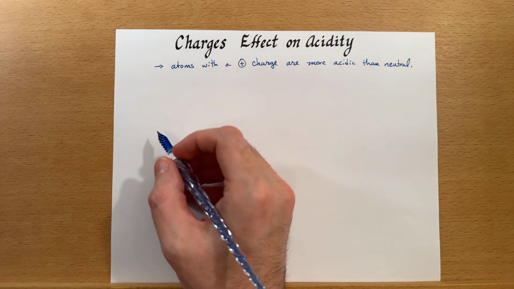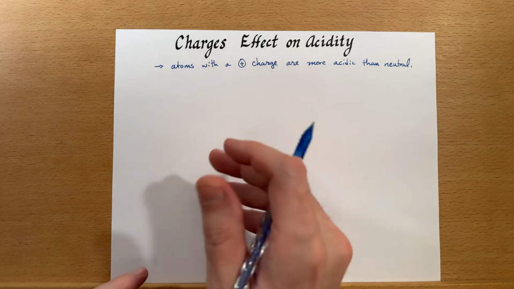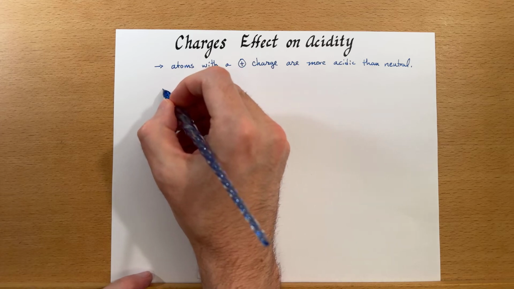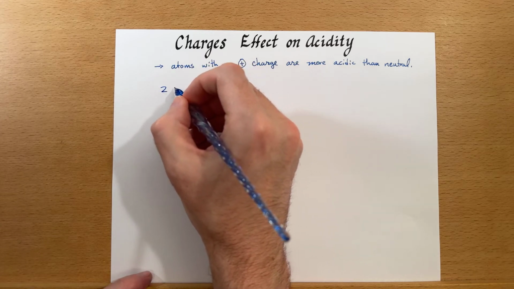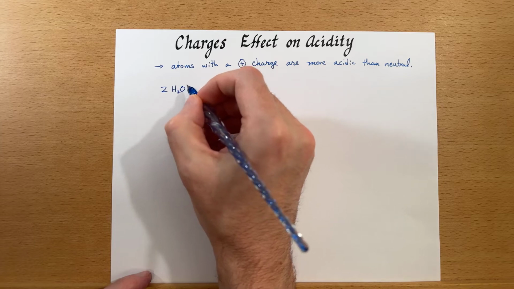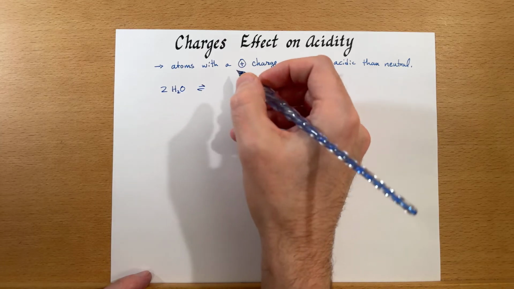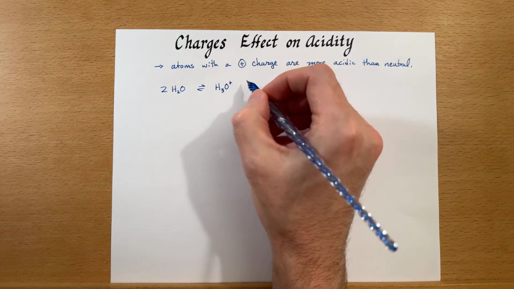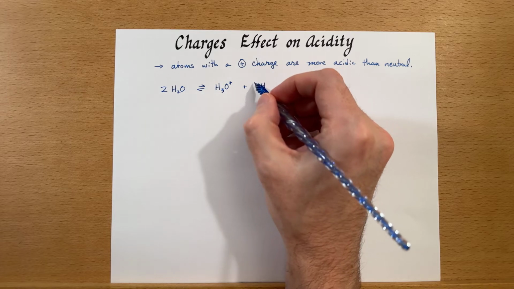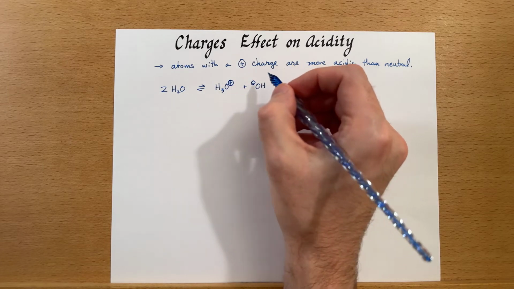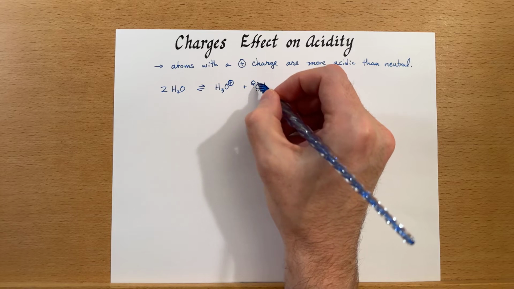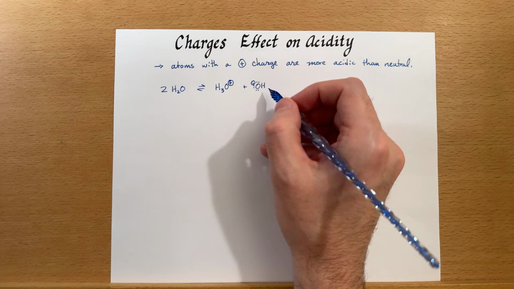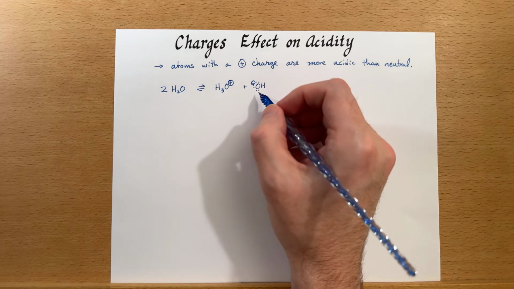Let's look at this just using the autohydrolysis of water, or the autoionization of water. So if we have two waters, we can have that break into an H3O plus and an OH minus. And this process happens, but remember the K, or the equilibrium constant for this, is 10 to the minus 14. So not much of this is happening.